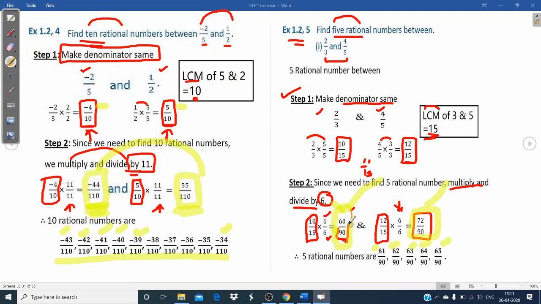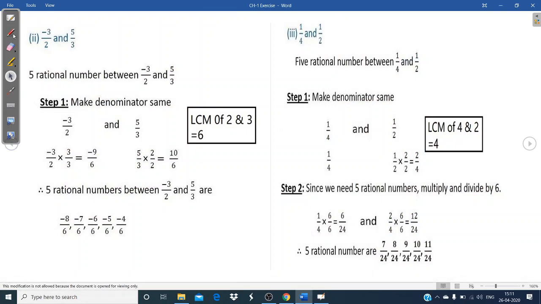So your rational numbers will be after 60/90: 61/90, 62/90, 63/90, 64/90, 65/90. Now the second part, student, you have to find again five rational numbers between -3/2 and 5/3.